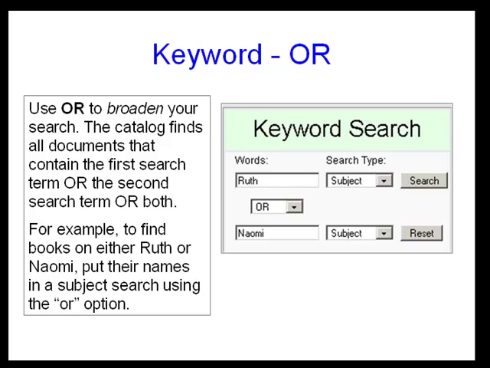Using or broadens your search. You'll find more things. So if you're looking for the biblical characters of Ruth or Naomi, you can put Ruth as a subject field and then put or, and then Naomi as a subject field. So you'll find books written about Ruth, about Naomi, or about both of them together.